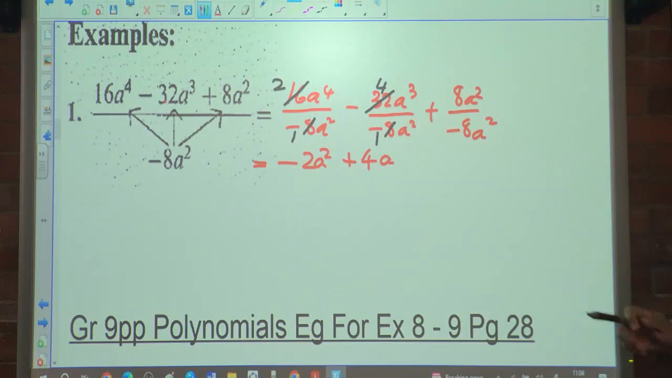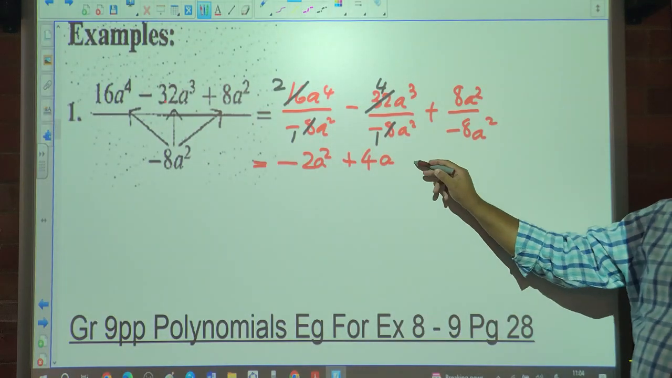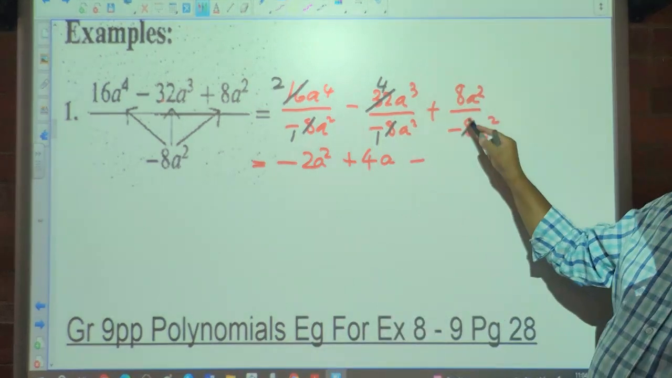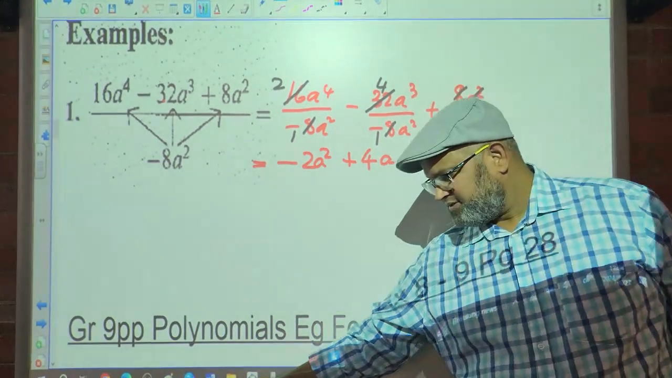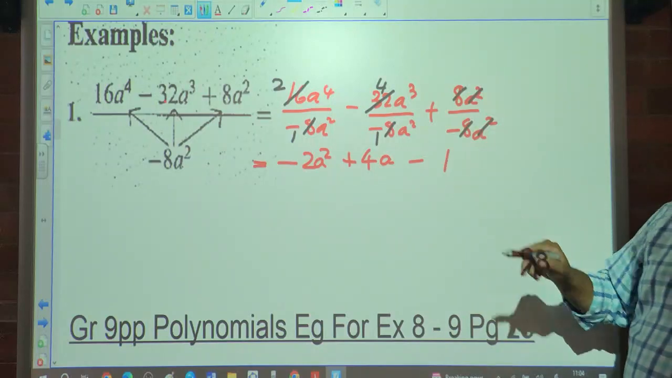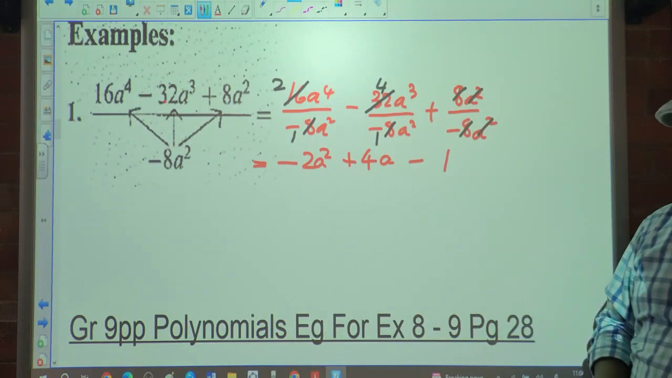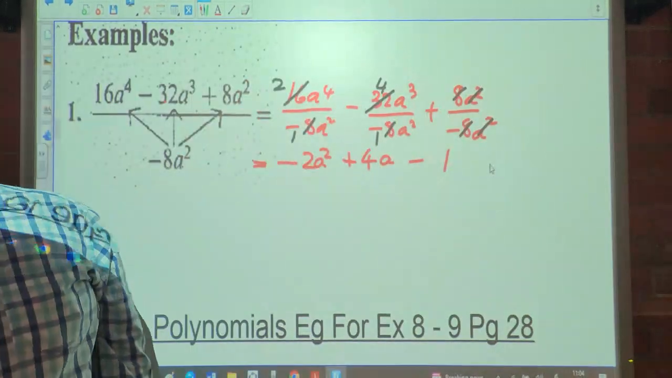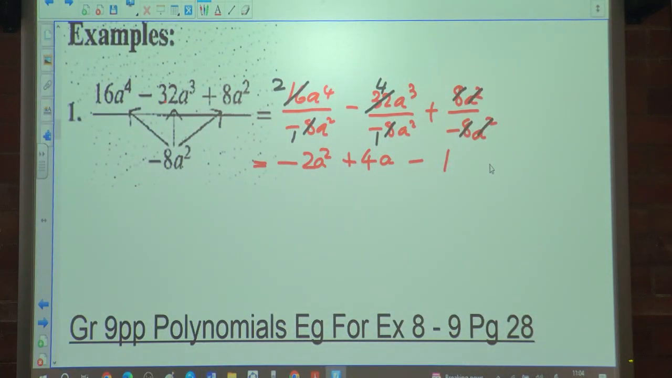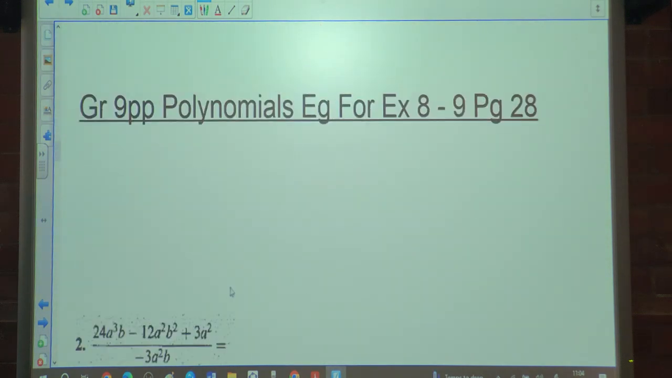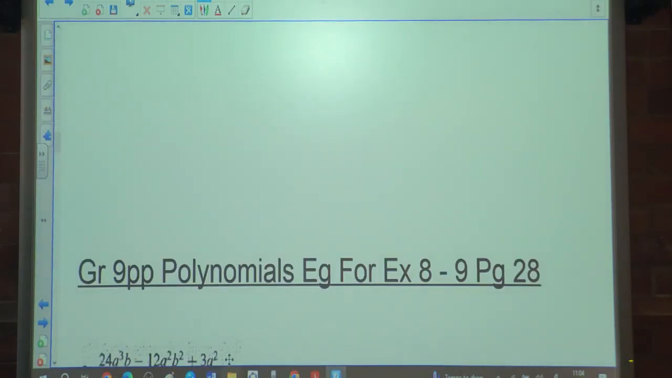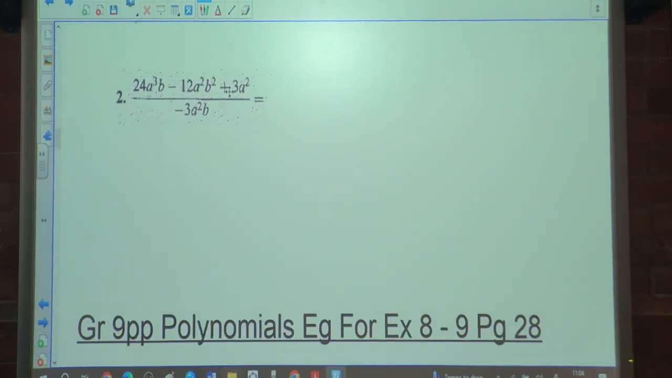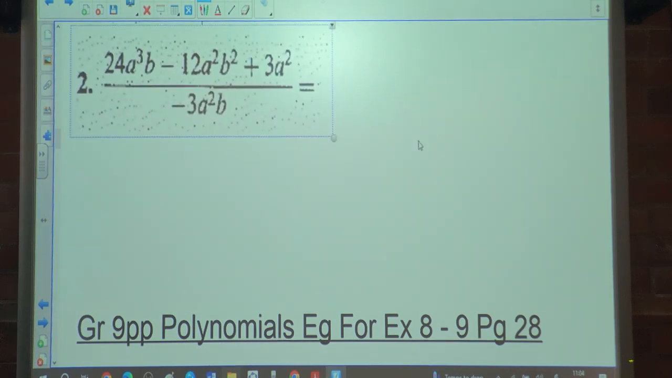What's positive divided by negative? Negative. 8 cancels 8, a squared cancels a squared. So what are we left with? 1. There's the answer. Is there any confusion? Any questions? The second one. Number 2. So do that one quickly.